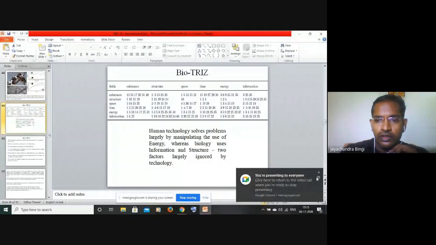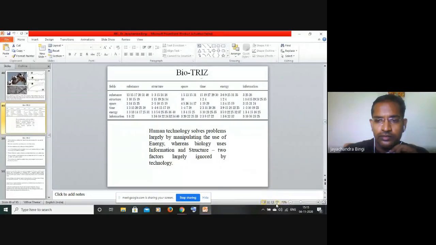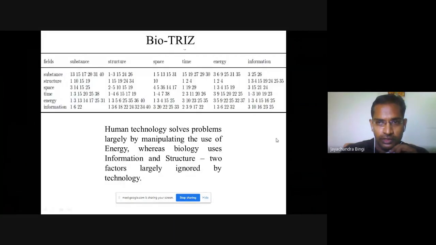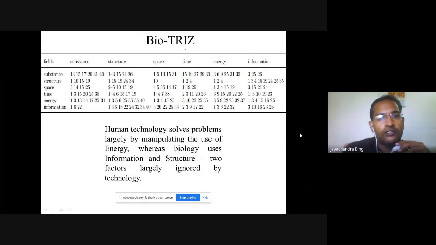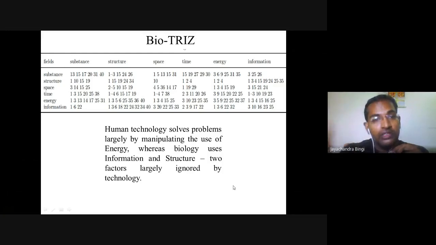In this particular case, here you can see the Bio TRIZ. This is the contradiction matrix, or you can say the modified contradiction matrix for the Bio TRIZ method. It's not the TRIZ method; it's the Bio TRIZ method, an upgraded version towards bio inspiration. So that is about the Bio TRIZ method.